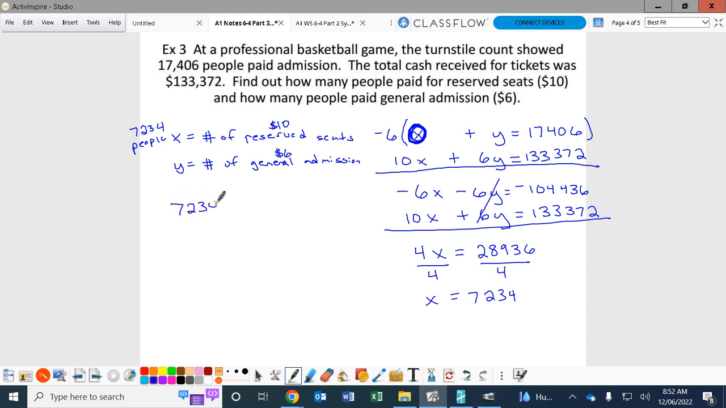7234 plus Y equals 17,406. And plug it into this equation. Minus 7234 minus 7234. Y equals it's around 10,000. 172. So 10,172 people did this one.